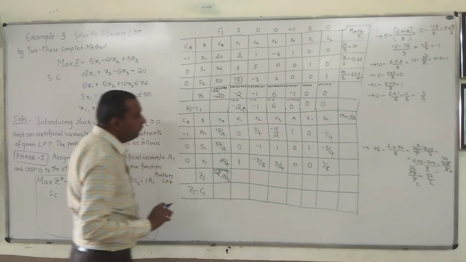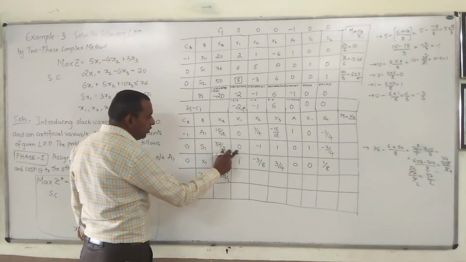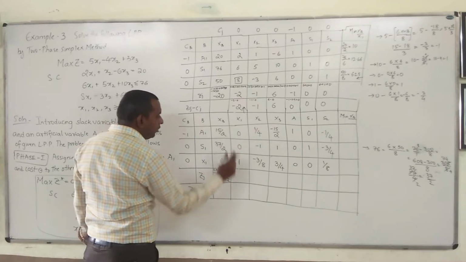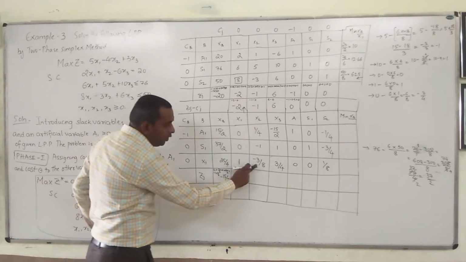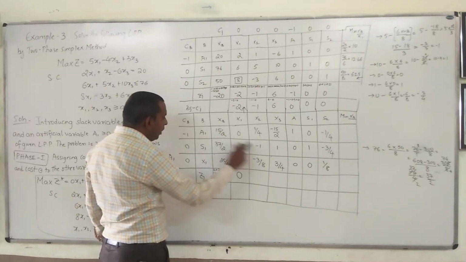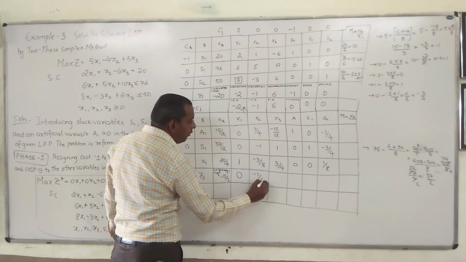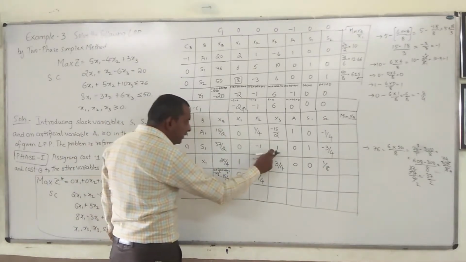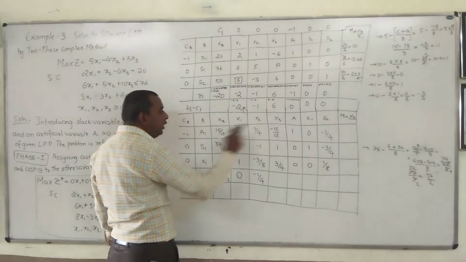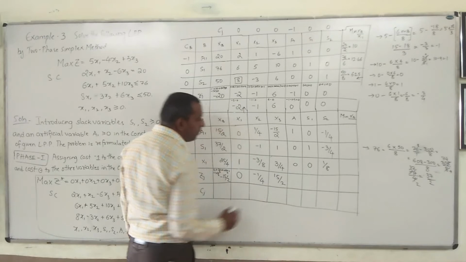Fine. Next one is this into this 0, this into this 0, this into this 0. This is 0. Followed by this into this is 0, this into this is 0. So minus 1 into 1 by 4 is minus 1 by 4. Next, this into this is also 0, this into this is also 0, whereas minus 1 into minus 15 by 2 is plus 15 by 2.